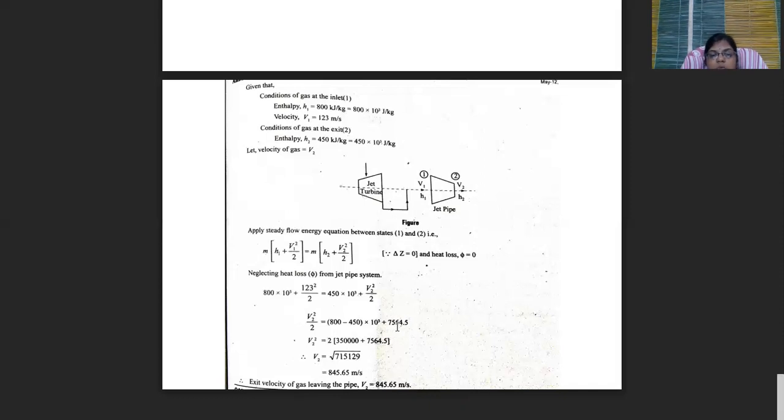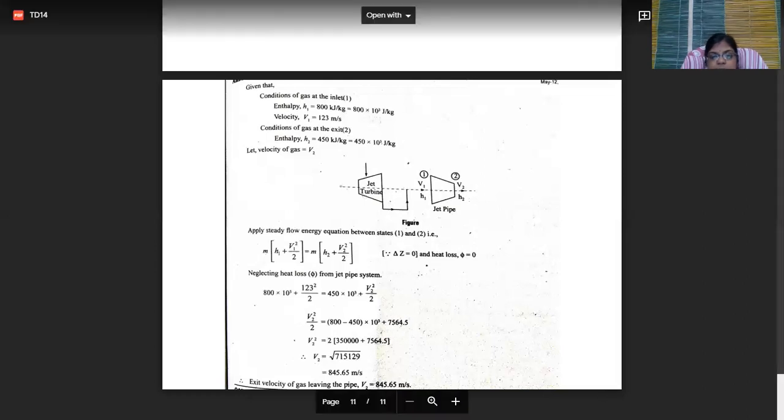V1 square by 2 is equal to, for h2, 450 into 10 cube plus V2 square by 2. We don't know the value of V2, we are going to find it. So put all values here, and finally we got the value of 845.65 meter per second. So the exit velocity of the gas leaving the pipe is V2 equal to 845.65 meter per second.